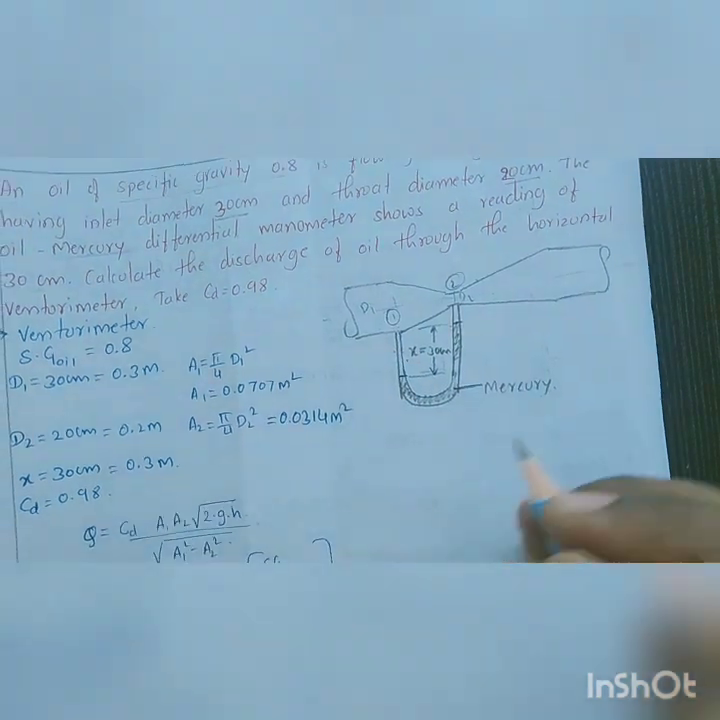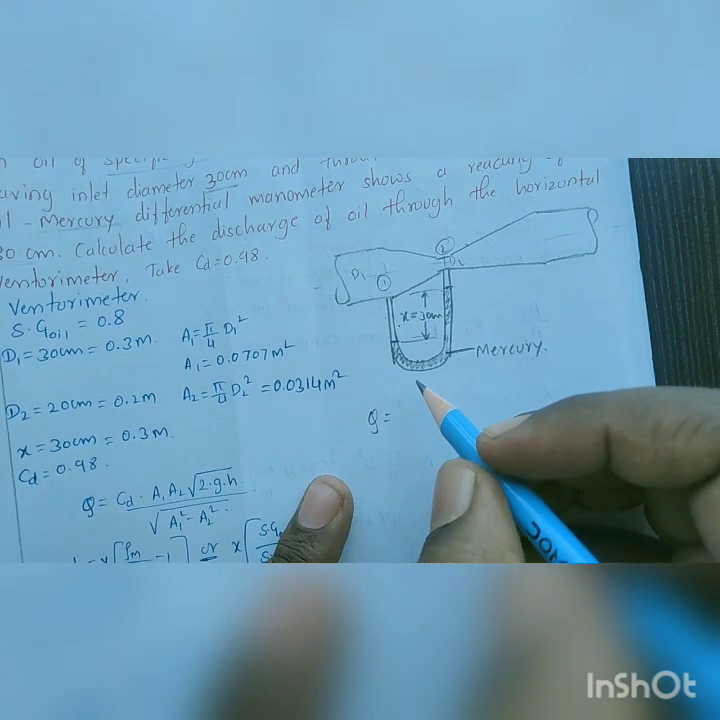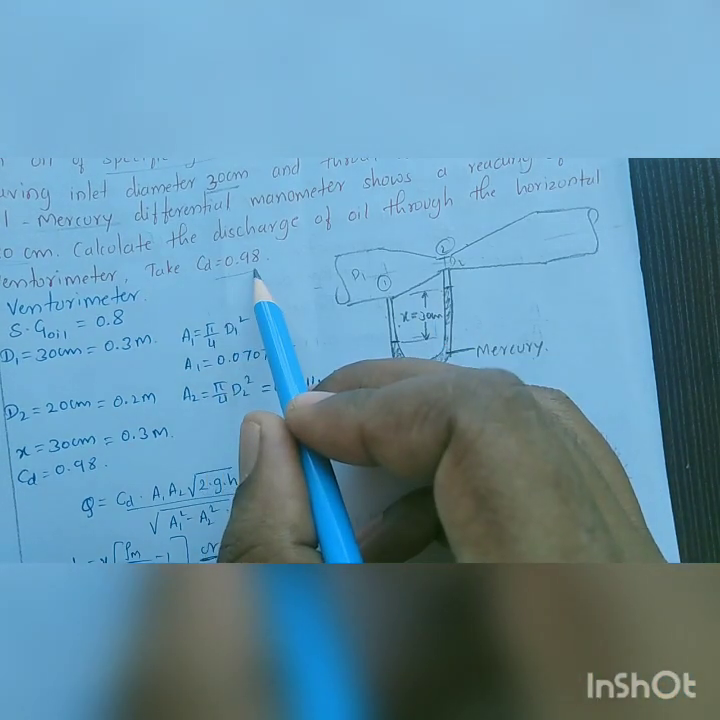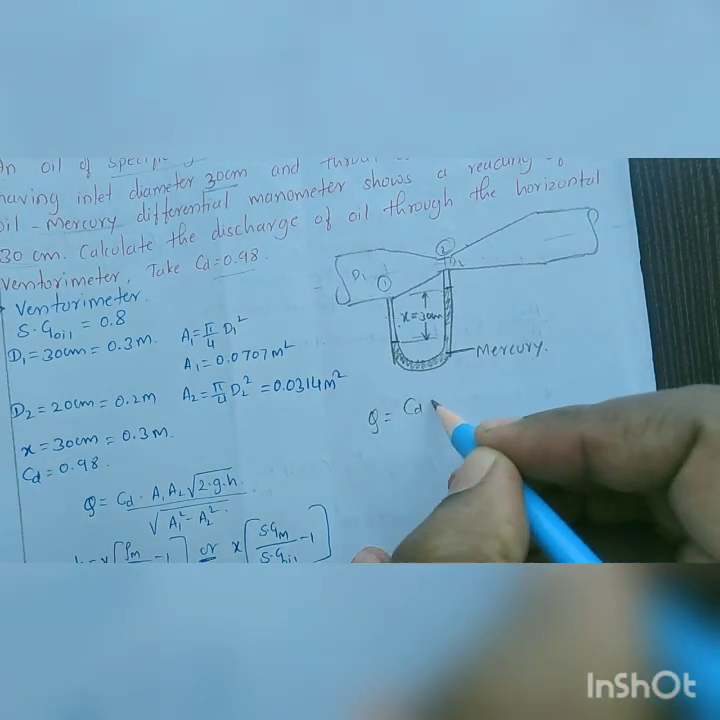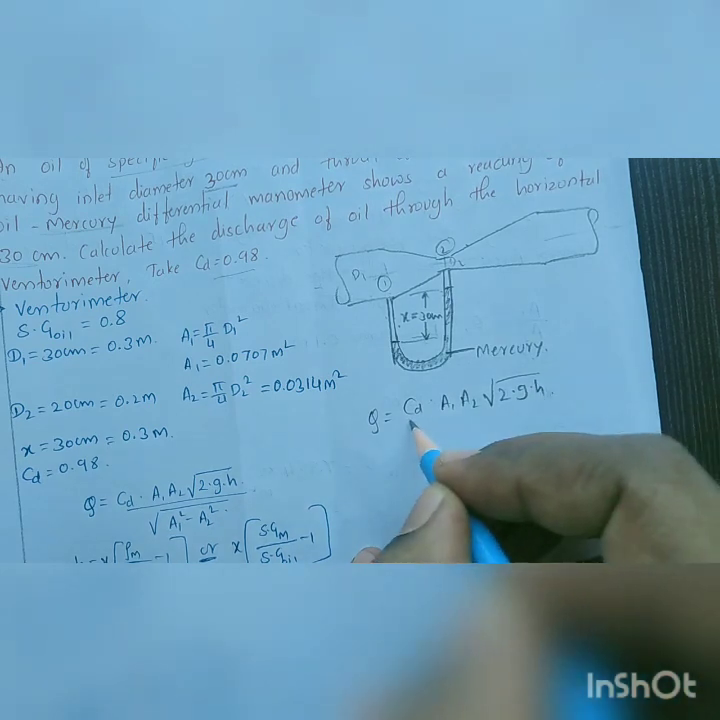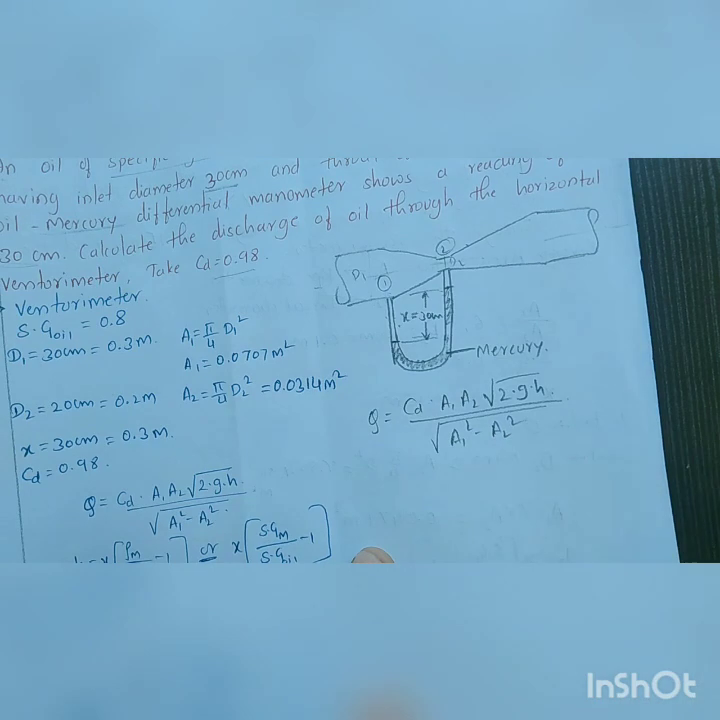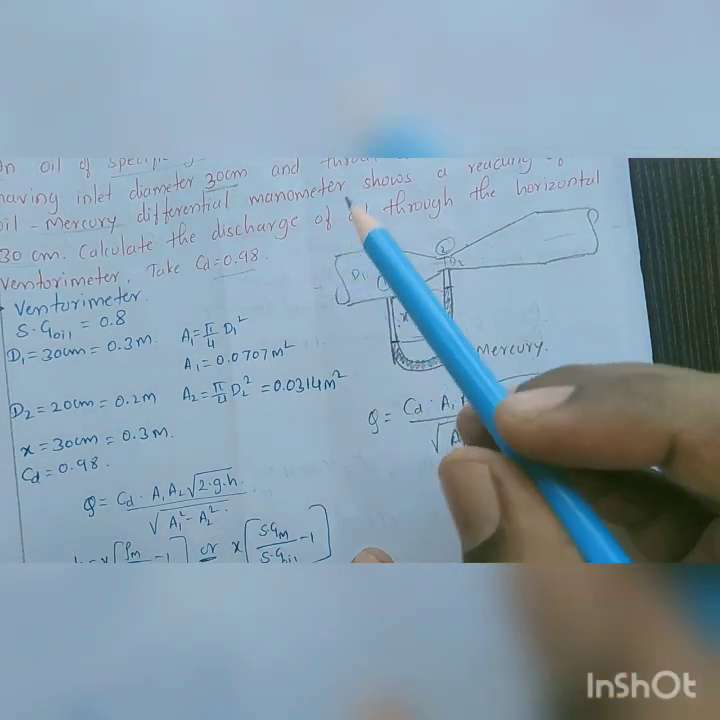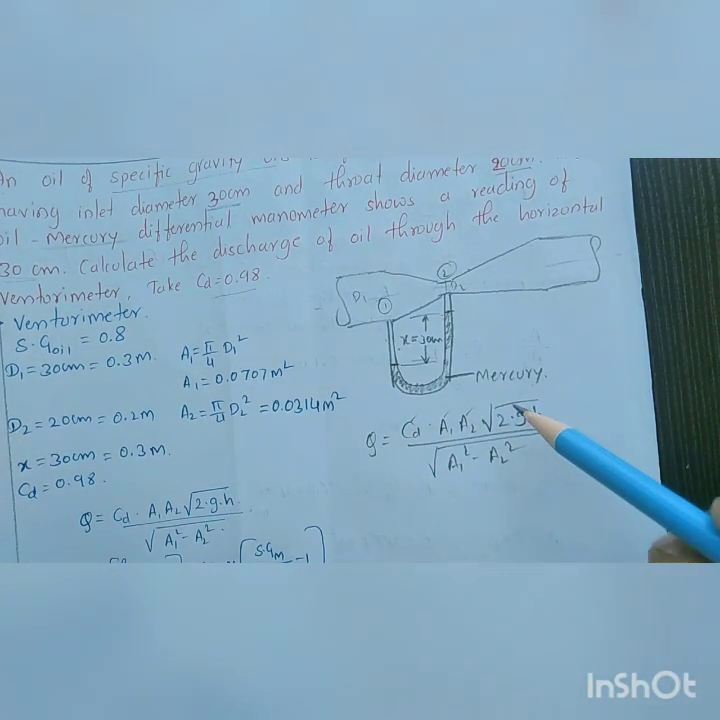So you know the expression for discharge. He has given the CD value as 0.98. Even if it is not given, you have to remember Q is equal to CD into A1 A2 square root of 2gh divided by square root of A1 square minus A2 square. Since diameters are given, we can find A1, A2, and CD is also given. g you know, the only thing is we need to find this height h.